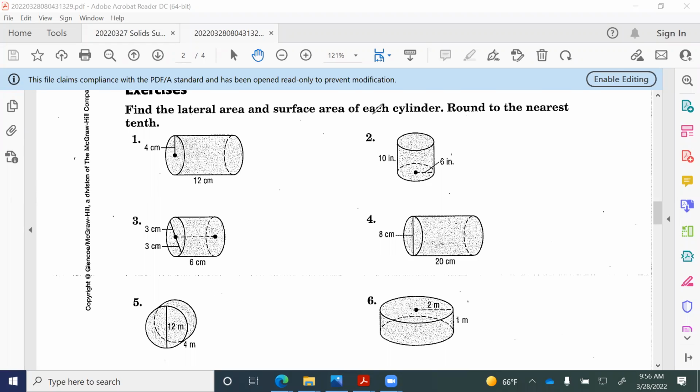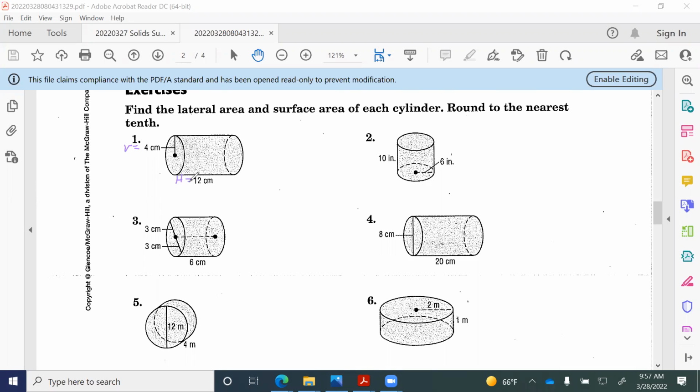On that first one, they give us 2 measurements, and that's enough. This is our what for that circle? It's our radius, yeah. And the 12 represents what? The height. This is the height of the solid.